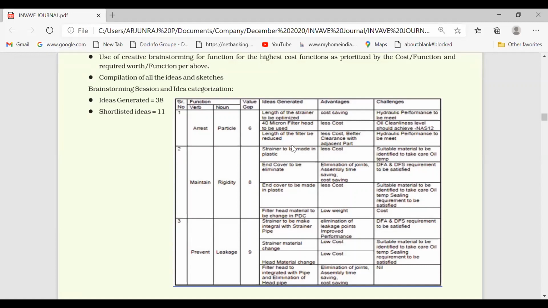Then for maintaining rigidity, they are going to make the strainer in plastic. So cost is going to be lesser. But what is the challenge? The challenge is from the temperature point of view. Again, we need to do some testing to ensure the temperature and hydraulic performance, the oil cleanliness. So all this you need to test to ensure that no issue is going to happen.